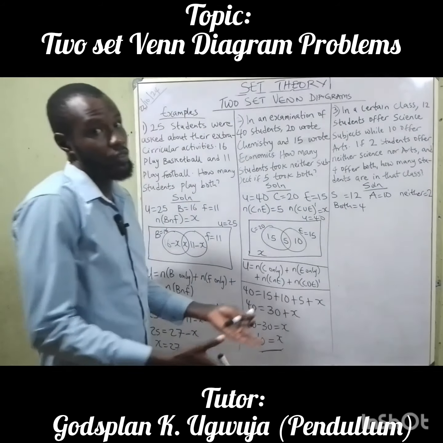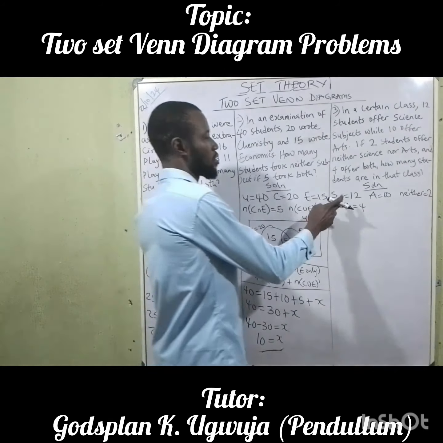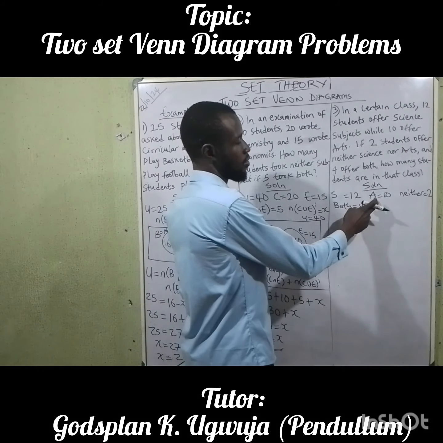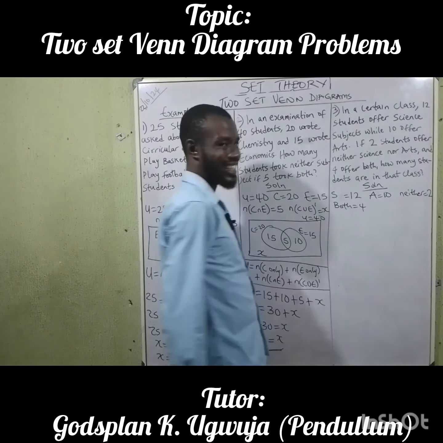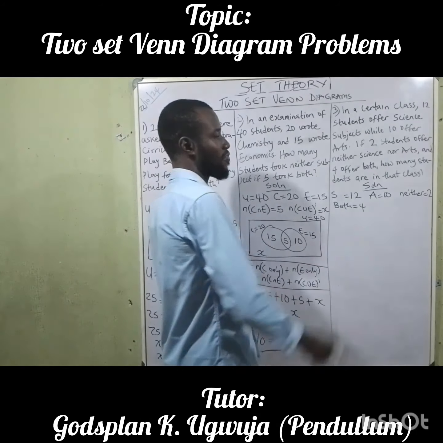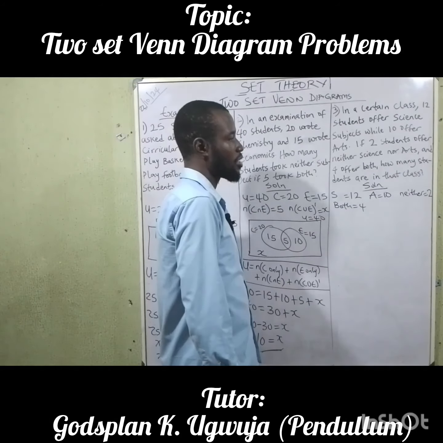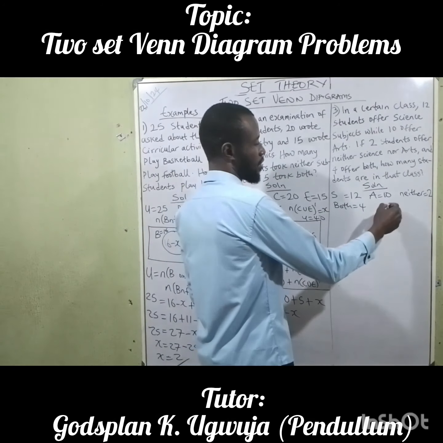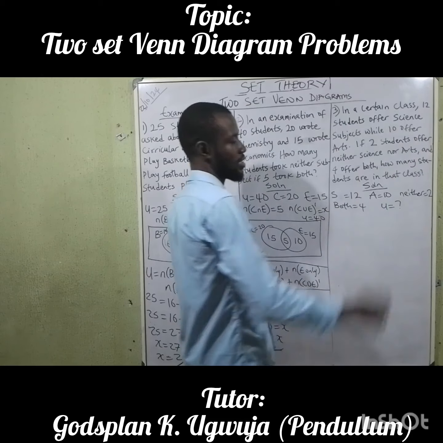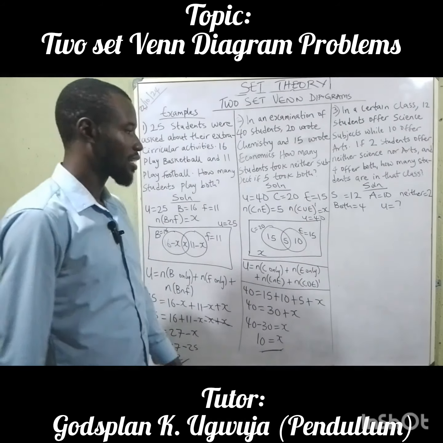Let me write it like this to make it clearer for you. 12 offer science, 10 offer arts, 2 offer neither, and 4 offer both. The question is how many students are in that class? So you're asked to find the universal set. How many students are in that class?